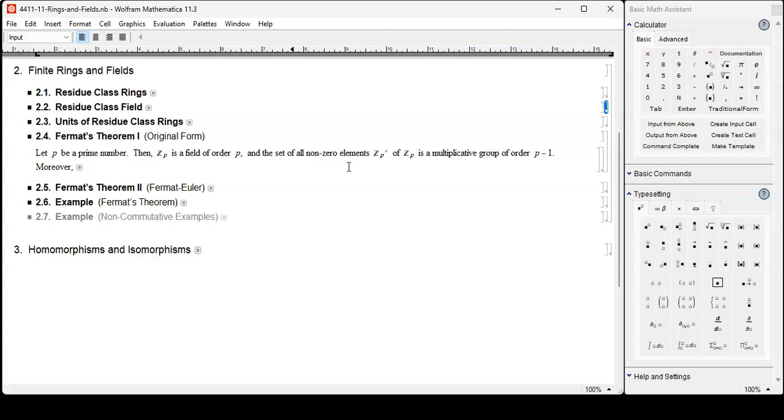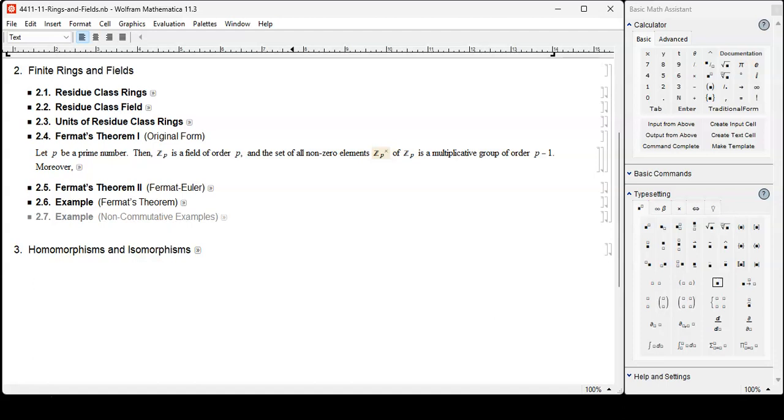And the set of all non-zero elements, Zp star, is a multiplicative group of order P minus 1. How about that? There's no question that the order is P minus 1 because we're talking about non-zero elements. Starting from Zp, which has P elements from 0 to P minus 1, take away 0, then we have only P minus 1 elements, 1 to P minus 1. So the order is P minus 1, no question about that. Now the question is, does this form a group under multiplication?